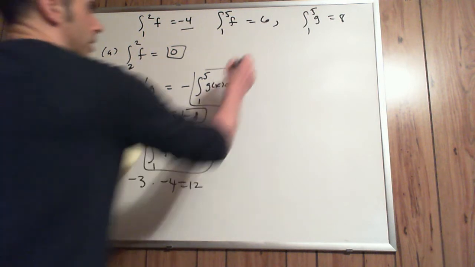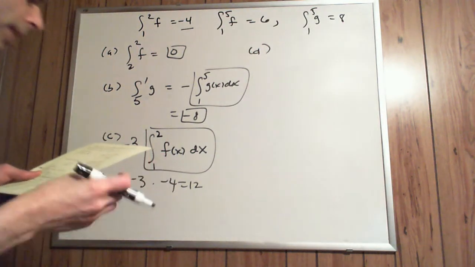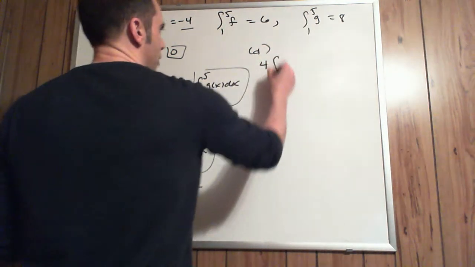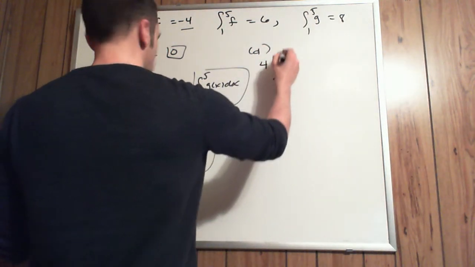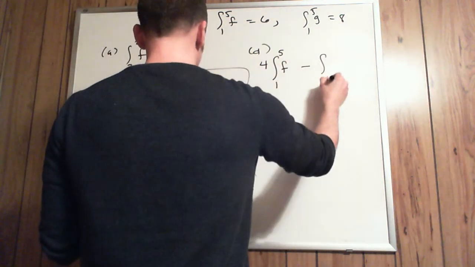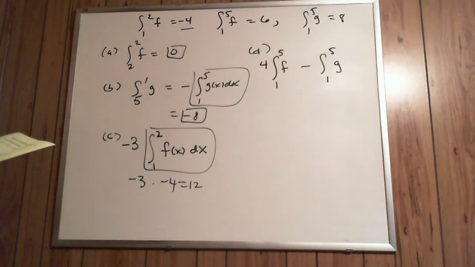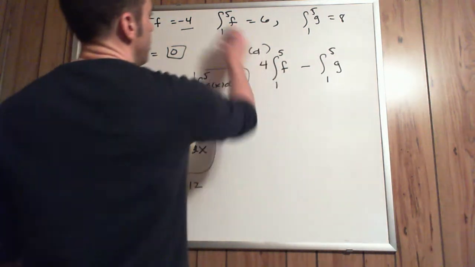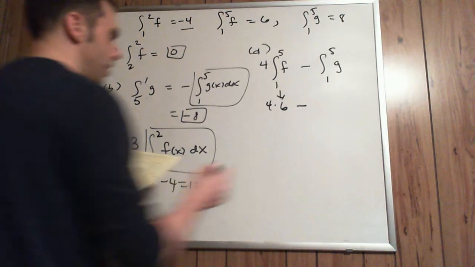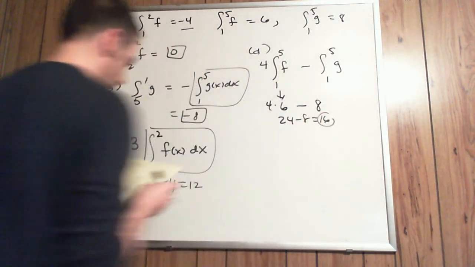In part D, again, split the definite integral up at the minus sign and pull out the constant. So we can make that 4 times the definite integral from 1 to 5 of f minus 1 to 5 of g. Be careful there, that function's not f there, it's g. So from 1 to 5, this signed value is 6 times 4 minus 1 to 5 of g is 8. So 24 minus 8 gives us 16.